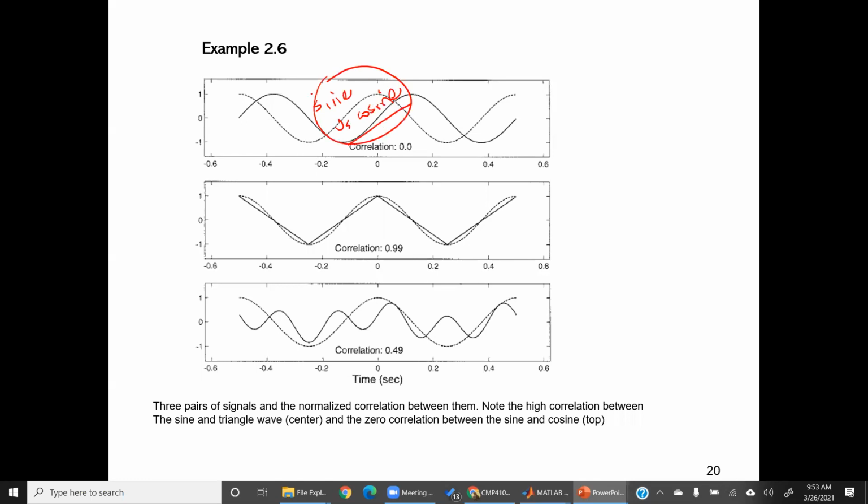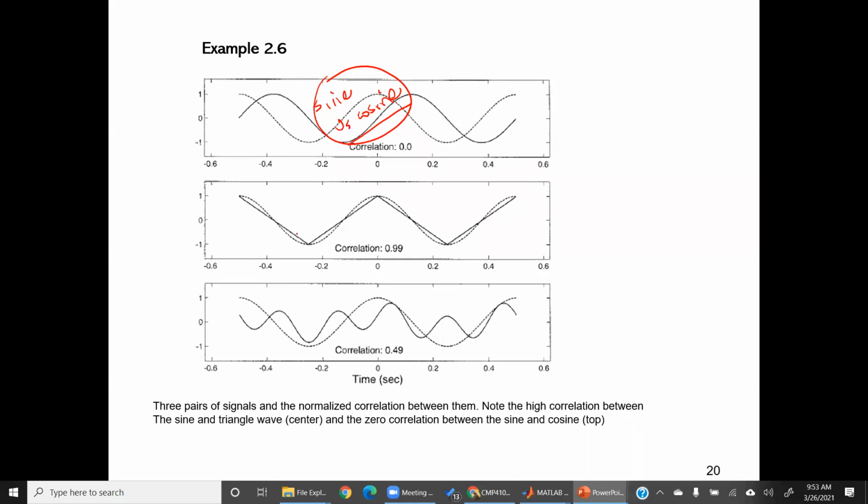Now these two signals are completely out of phase. Their correlation is 0. They're totally dissimilar. And such signals are known as orthogonal signals. The correlation is 0.